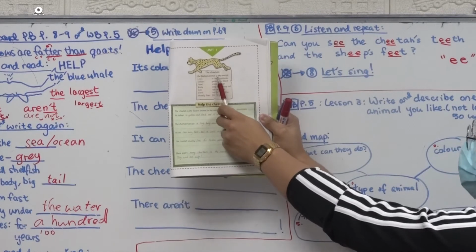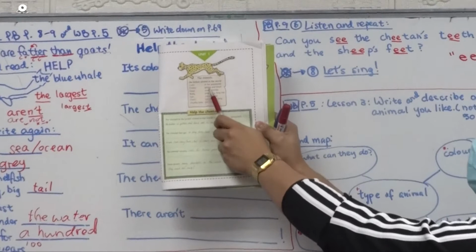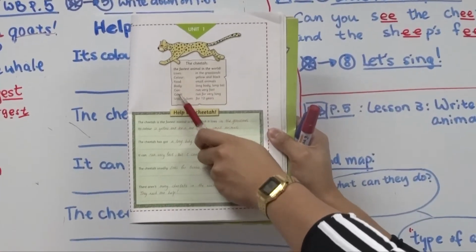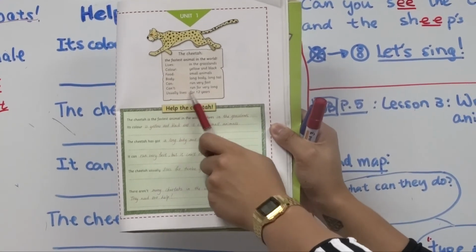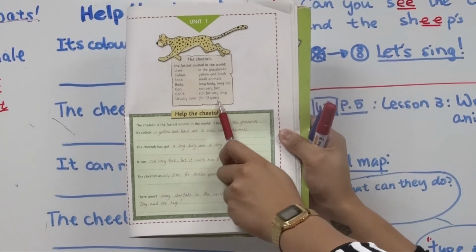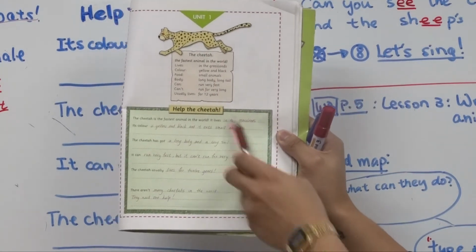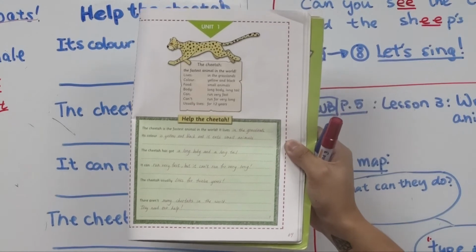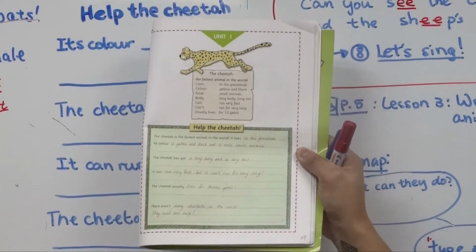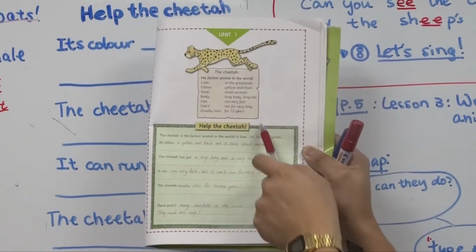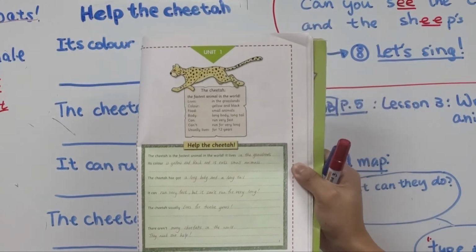The fastest animal in the world lives in the grassland. Color, yellow and black. Food, small animals. Body, long tail. Can run very fast. Can't run very long. Usually lives for 12 years. So we have the answers already. We have to change it into sentences, alright? So we can refer to page 8 of the Blue Whale to write down, or very easy, just copy paste, right? Alright, so let's do that together, okay?